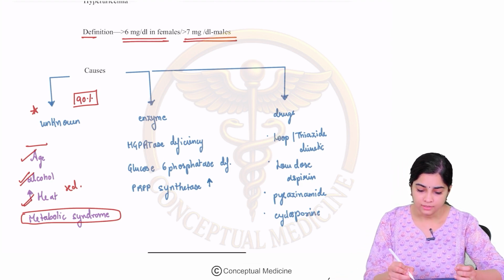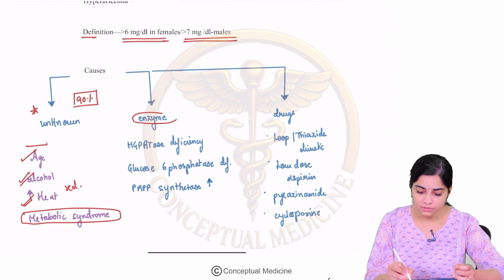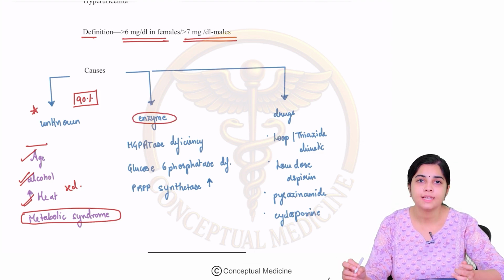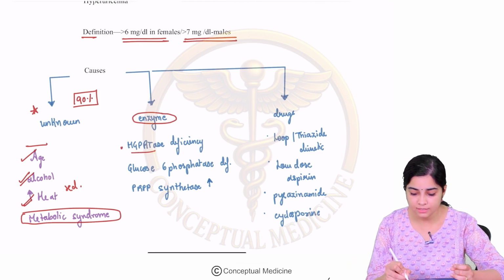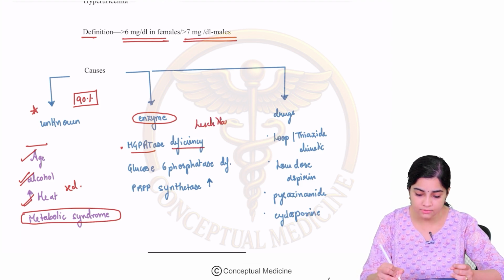Then the rarer causes for hyperuricemia are enzyme deficiencies. So what are the enzymes? HGPRTase deficiency. This is associated with Lesch-Nyhan syndrome.